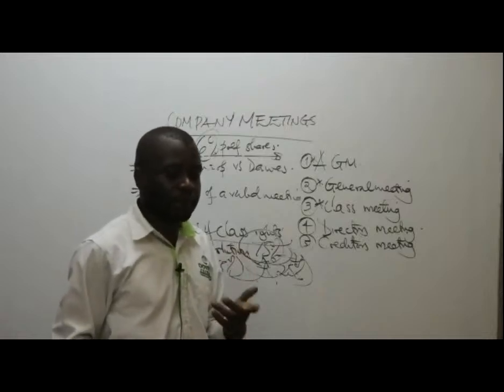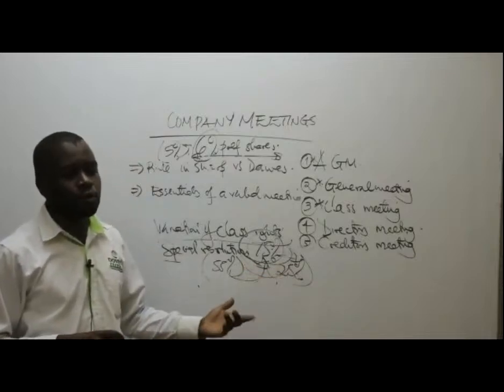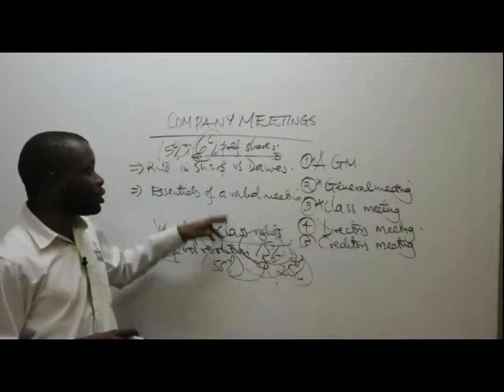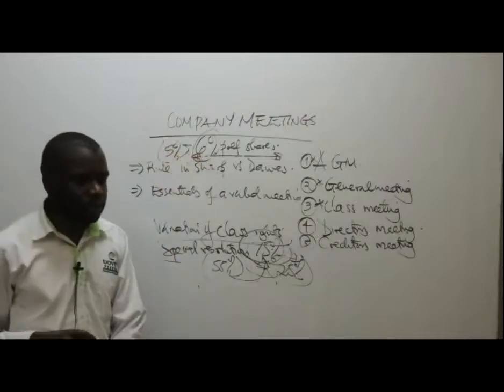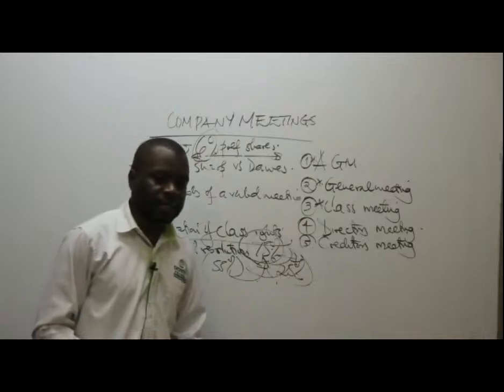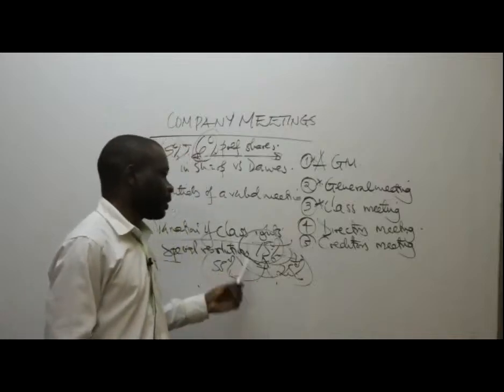If that happens, it simply means that the minority in that class of shares have won, and therefore the dividends won't be reduced from 6% to 5%. So that's what we mean by variation of class rights. You need to get it very clearly. So it might actually be tested.